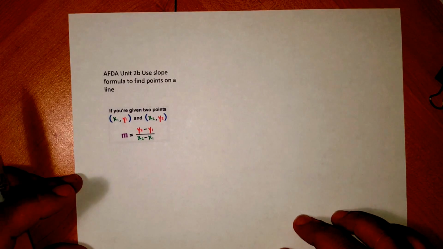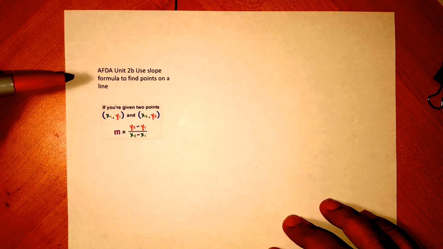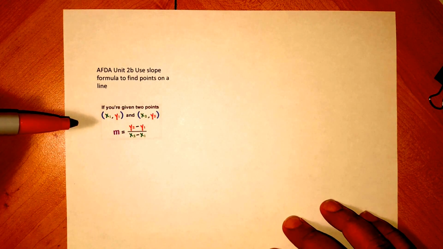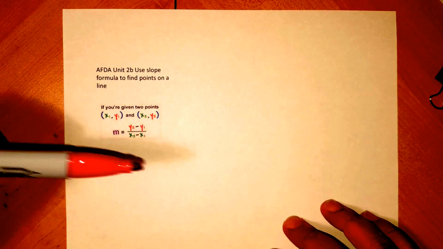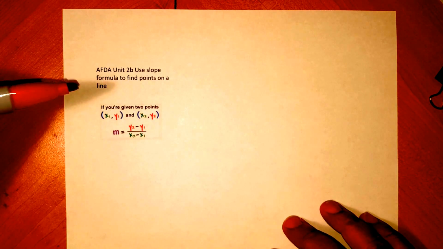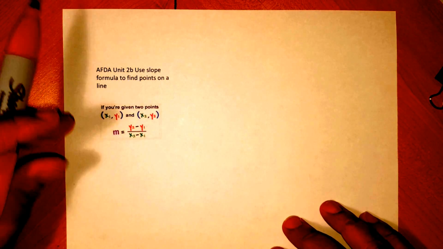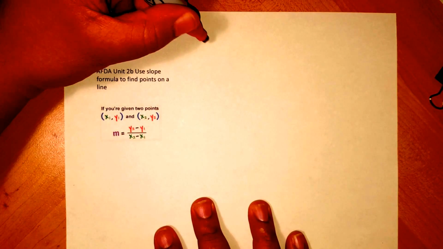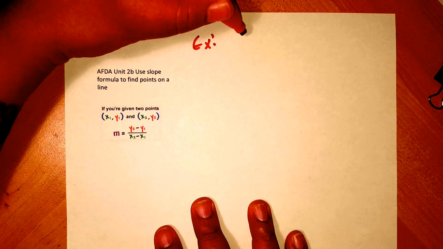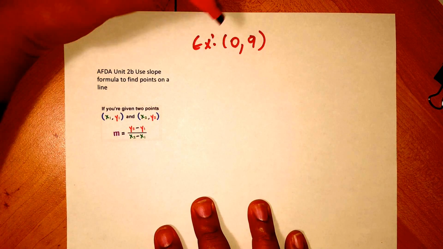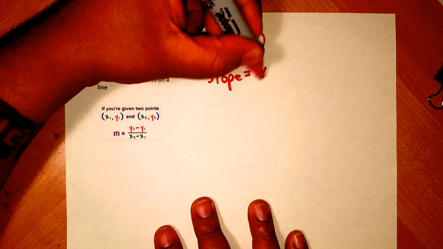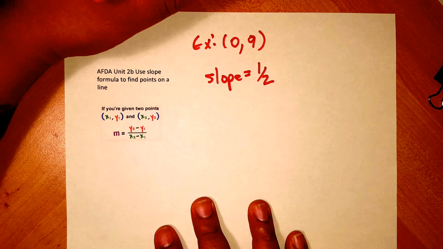Okay, so we're going to start Unit 2B, which is using the slope formula to find points on a line. We have our formula. Essentially what we're going to do is take a graph or a coordinate and a slope and then use that information to find the other point on the line. So for our first example, if we're given a point (0, 9) and we know we have a slope equal to 1/2, we're going to find another point on that line.